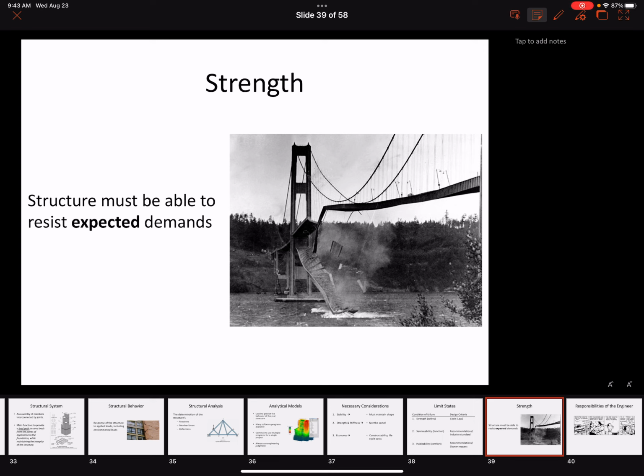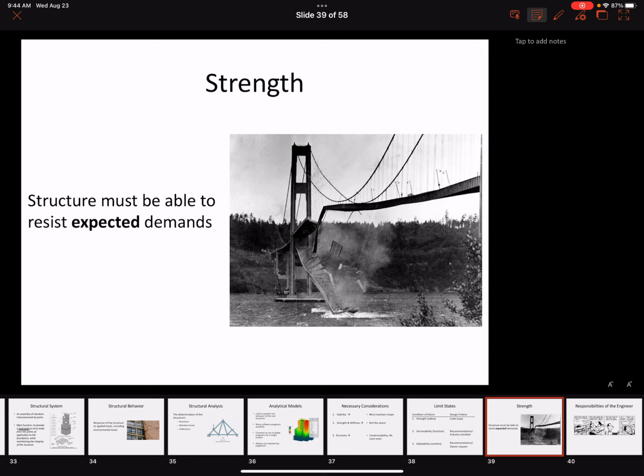This is the Tacoma Narrows Bridge. I selected this because I emphasize that this means the structure must be able to resist expected demands. And if you're familiar with this failure, the Tacoma Narrows Bridge was a very famous historic failure. Fortunately, no person died. I think a dog did perish in this.